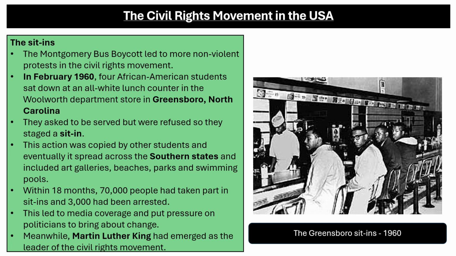Now, another famous example of non-violent protest was the sit-ins. The Montgomery Bus Boycott led to more non-violent protests in the civil rights movement. In February 1960, 4 African-American students sat down at an all-white lunch counter in the Woolworth department store in Greensboro in North Carolina. They asked to be served but were refused, so they staged a sit-in where they simply refused to leave. This action was copied by other students and eventually it spread across the southern states and included art galleries, beaches, parks and swimming pools. Within 18 months, 70,000 people had taken part in sit-ins and 3,000 had been arrested. This led to media coverage and put pressure on politicians to bring about change.